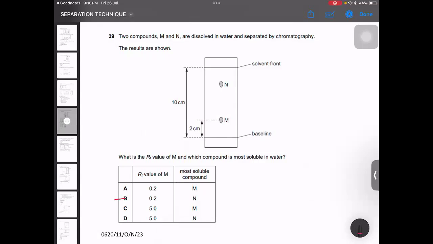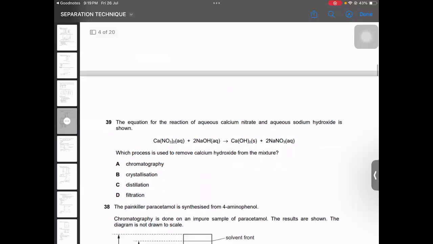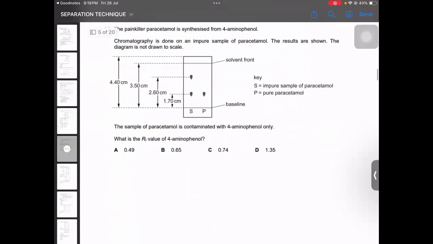B. Sir, so basically you divide 2 by 10. Obviously the answer is 0.5. Am I correct? No, 0.2. Yes, 1 upon 5 is 0.2. So 0.2. C and D are completely incorrect. I told you those spots which travel more are more soluble. B is correct. Good. Excellent.